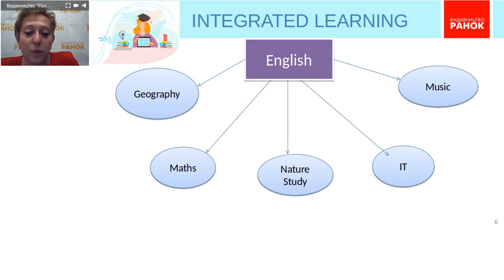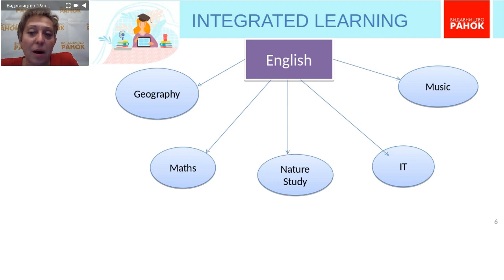Of course, we deal with math because we teach our pupils numbers. And it is impossible to study English without studying environment around us. So we deal with the nature study, because when pupils are especially in primary school, we teach them different names of animals. We talk about pets, we talk about seasons of the year, months, the weather, and so on and so forth.